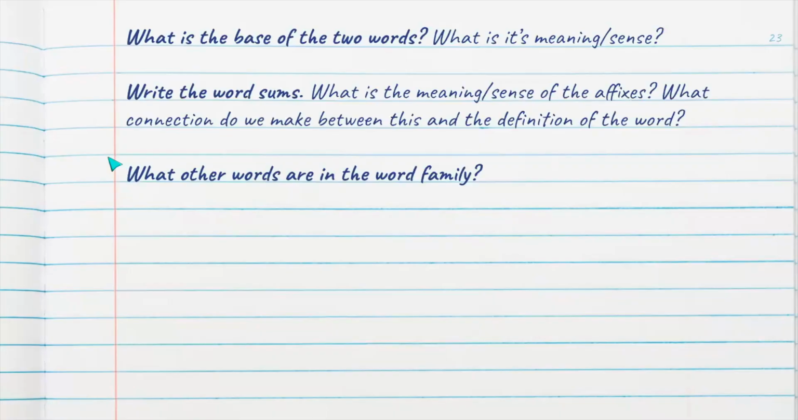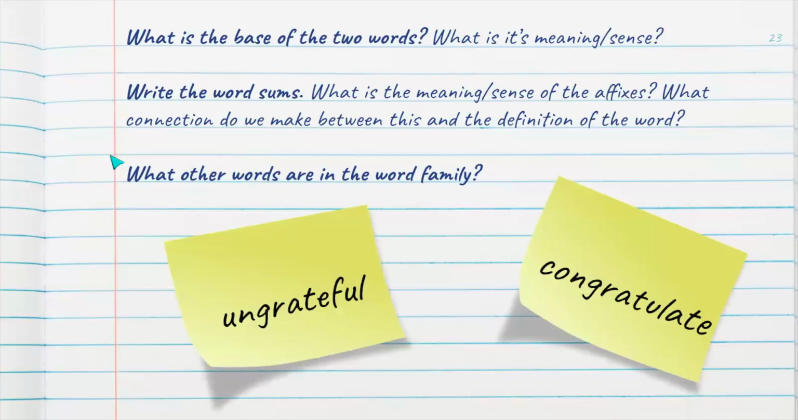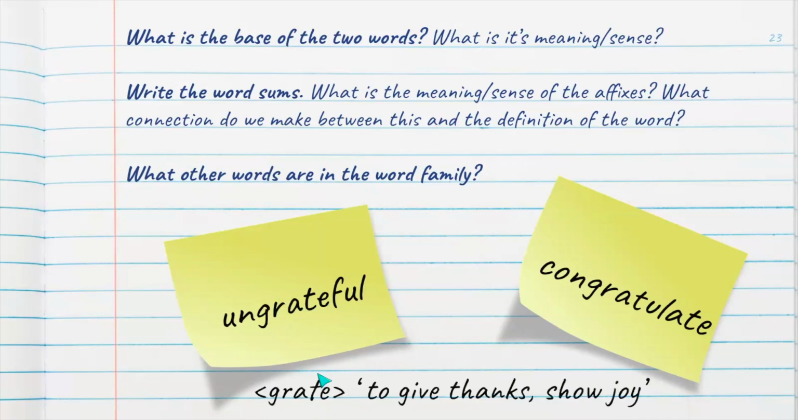Now, a whole class activity could look something like this. I'm going to put ungrateful and congratulate up on the board. How are they related? It's just another way of asking, how are they built? Or what is the base that these two share? So we have GRATE over here in ungrateful. We see the whole base there. We don't see it here because the ULE has bumped out that final non-syllabic E from GRATE.